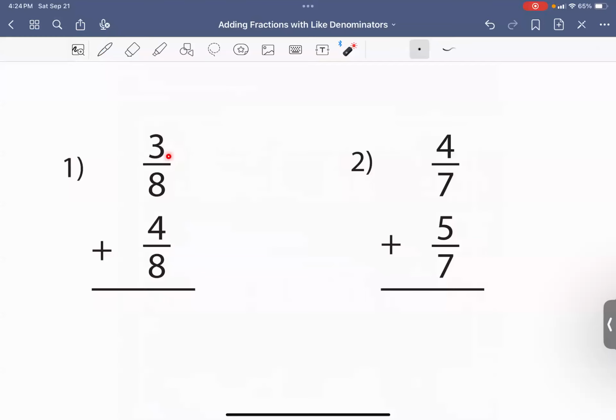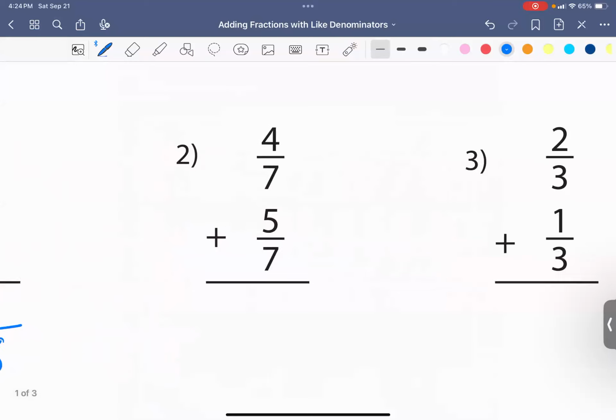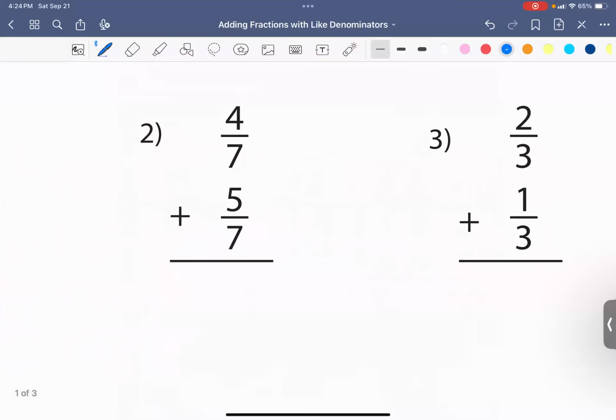So 3/8 plus 4/8. 3 plus 4 is 7. And we keep the same denominator, and that's 8. So 3/8 plus 4/8 is 7/8. Let's look at number 2. The denominators are the same. So we keep the same denominator, which is 7. And then 4 plus 5 is 9.